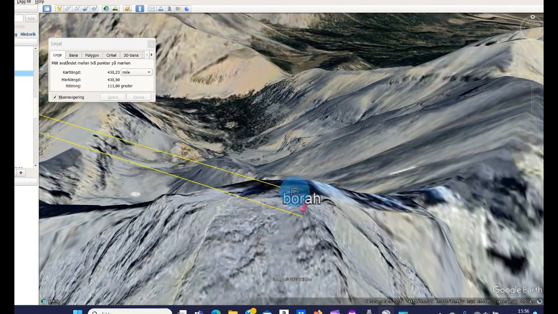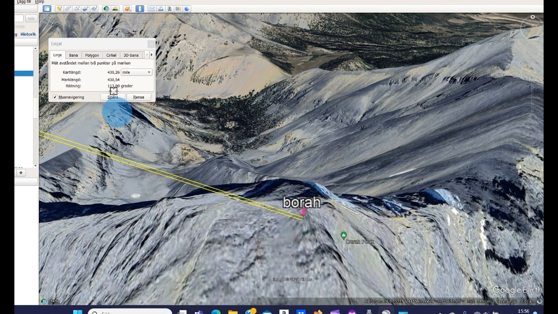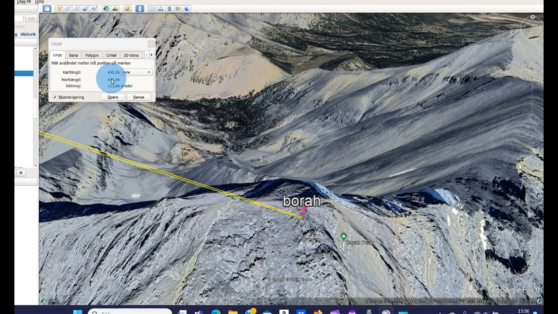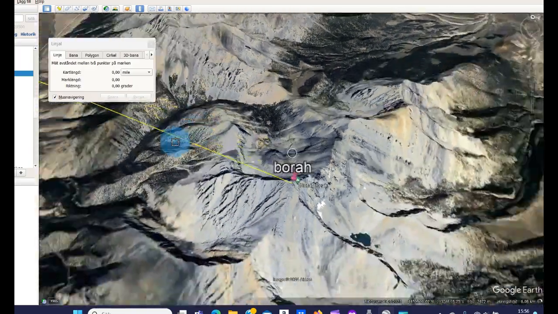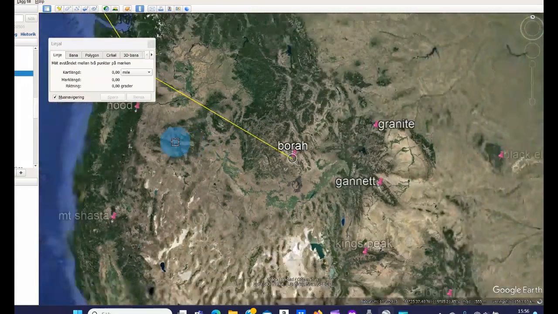And here we're back at Borah Peak. Its very peak is right here. And if you look in the measure tool here, we have 430.5 in miles. Right there. So that was the second to last example. Now comes the last. Hope you are still awake.